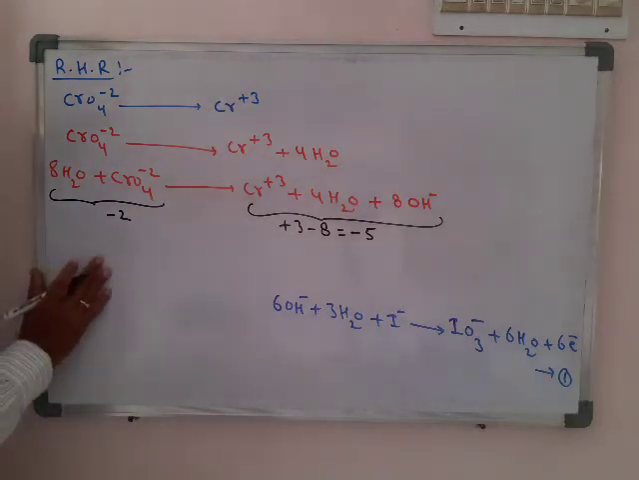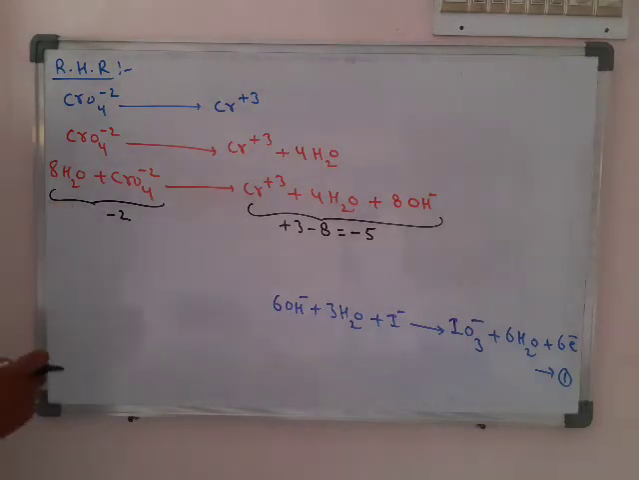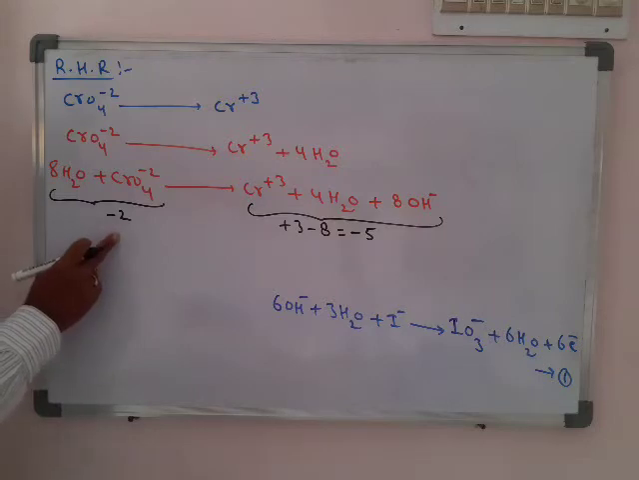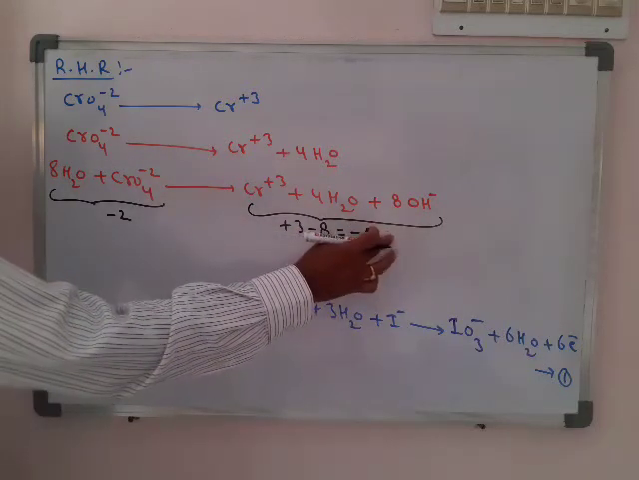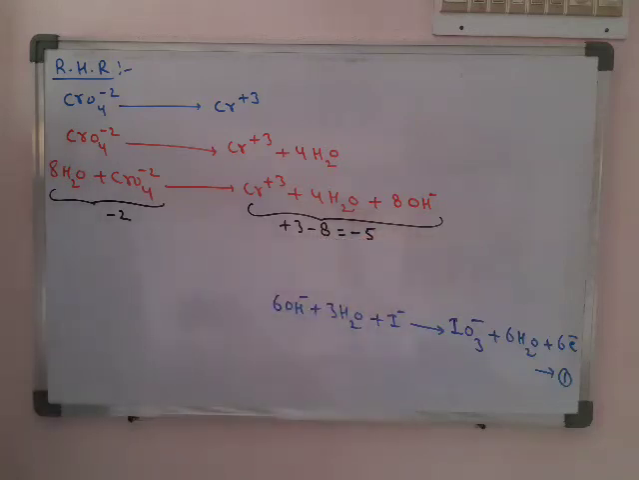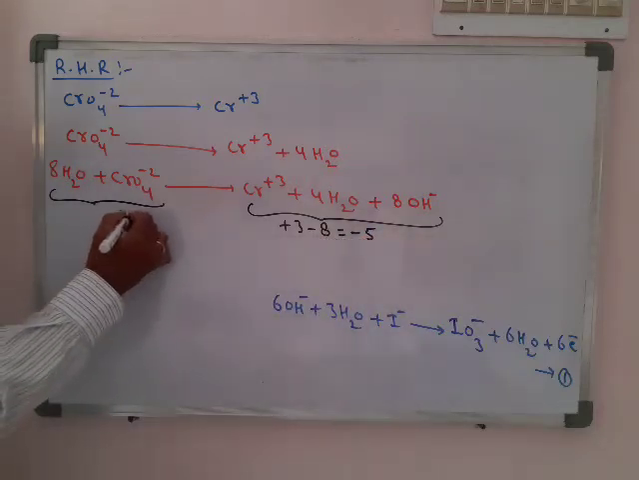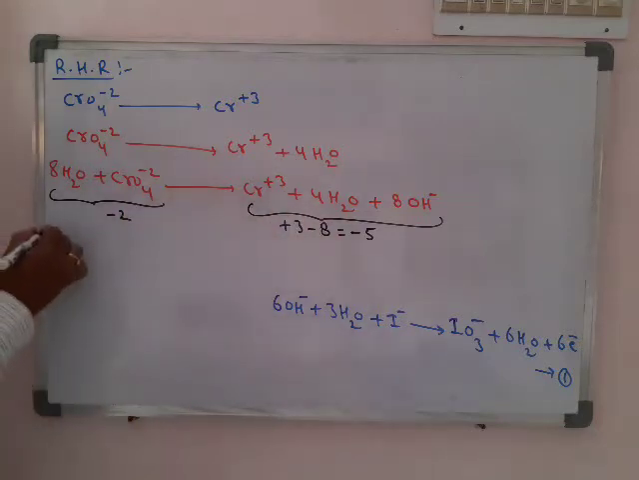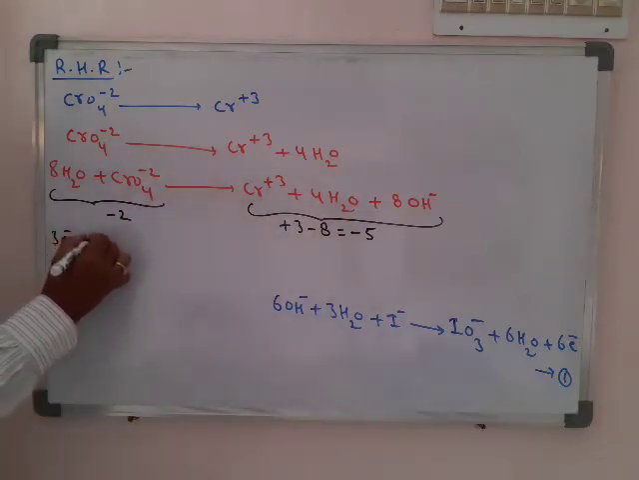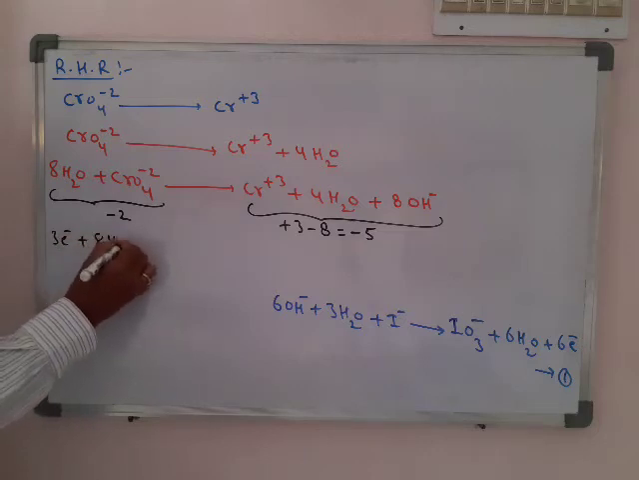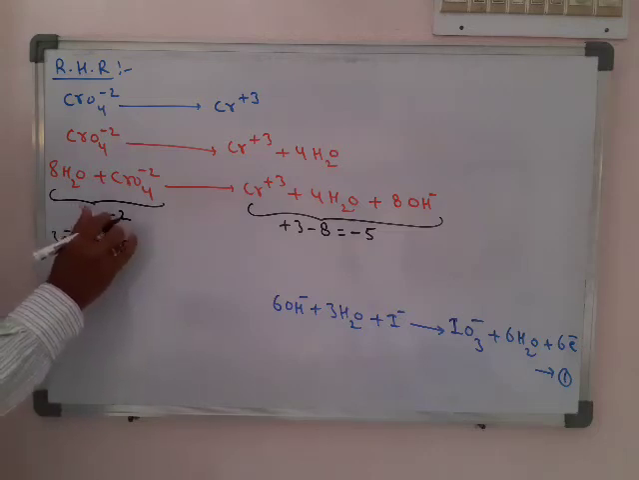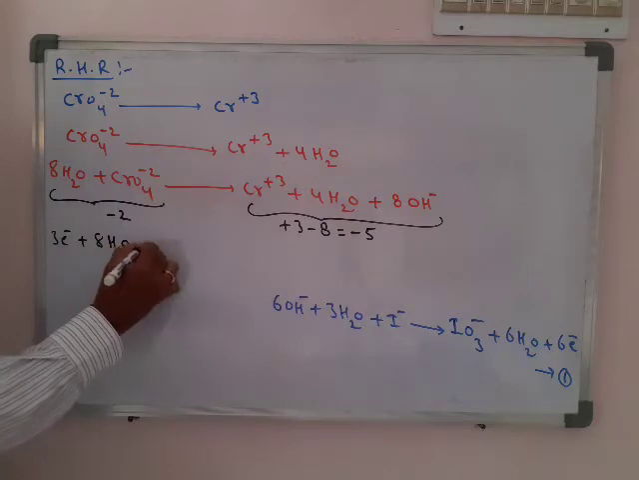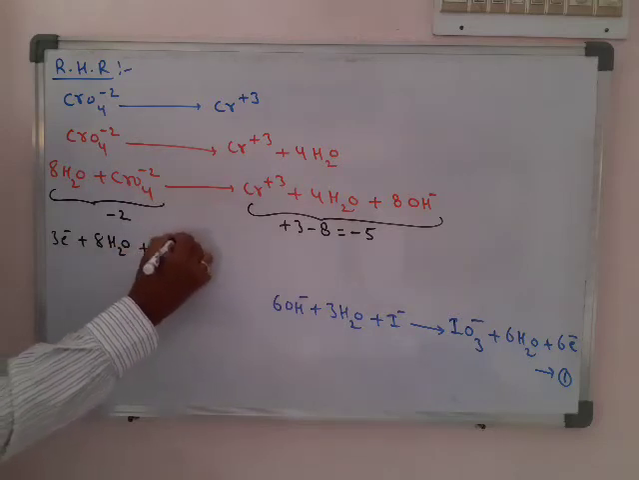So where is the highest charge present? Minus 2. If you add the plus 3, adding 3 electrons to minus 2 makes minus 5. So 3 electrons are added on the left side, because the left is 3 units higher than the right. That's why we added 3 electrons.